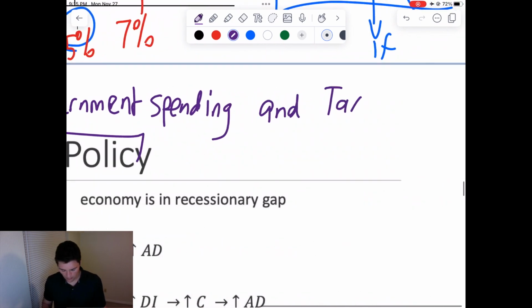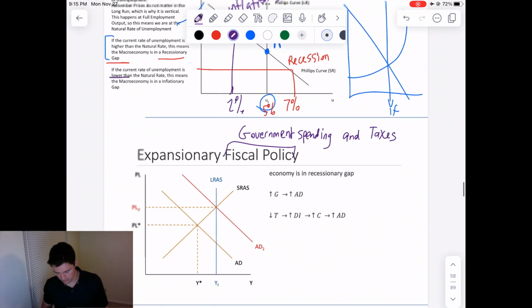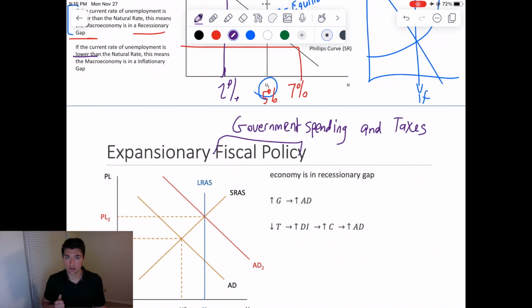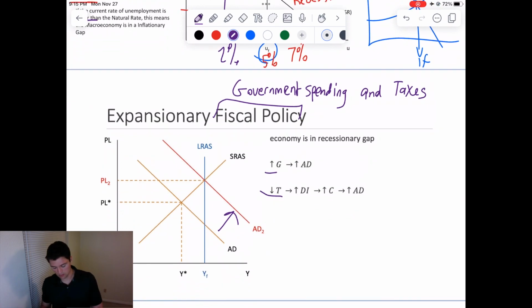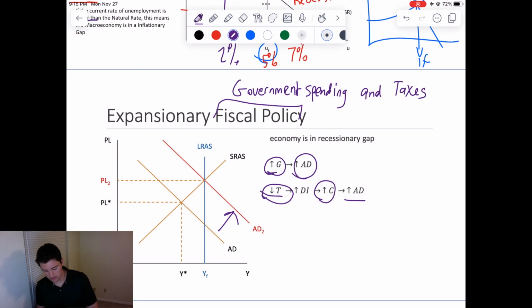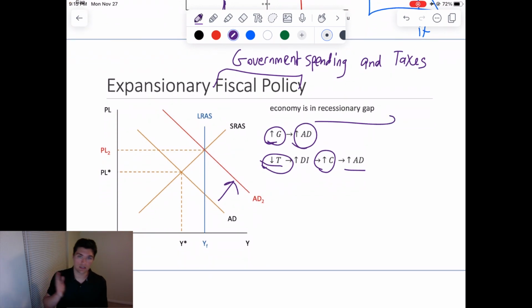Okay. When we're doing expansionary fiscal policy, that means we're going to increase spending or decrease taxes. Both of these are designed to increase aggregate demand. Remember aggregate demand, C plus I plus G plus NX. So more G, more aggregate demand; less taxes, more consumption, more aggregate demand. So during a recessionary gap, you will do expansionary fiscal policy.